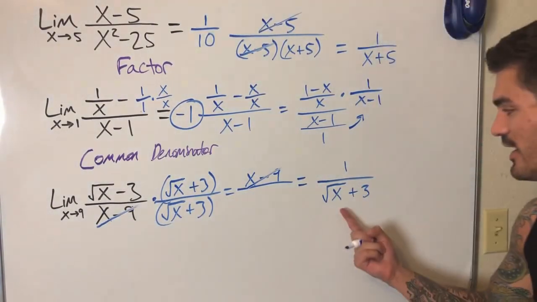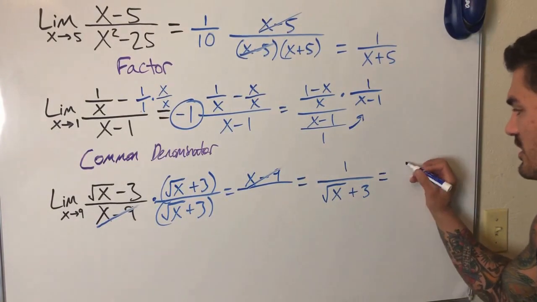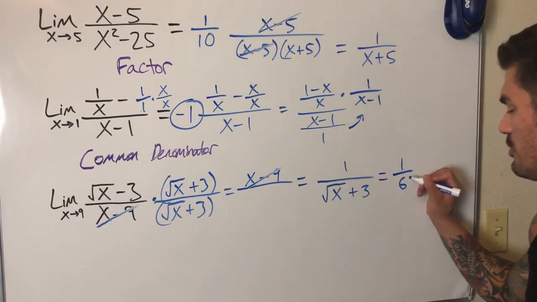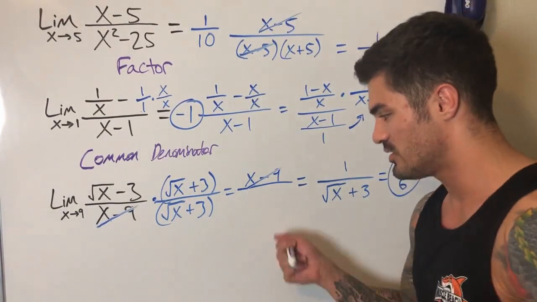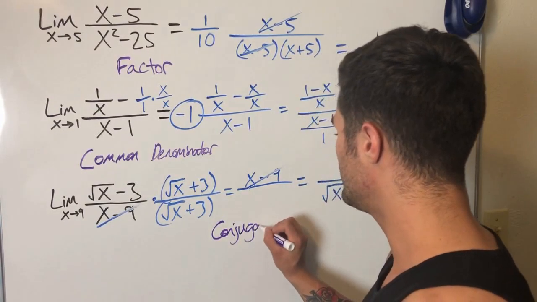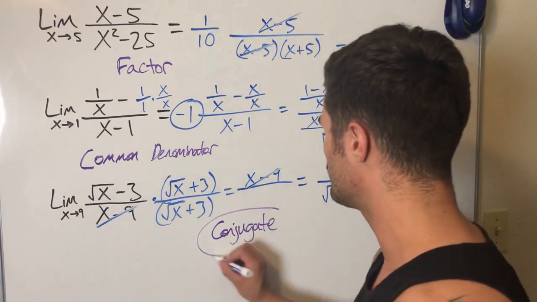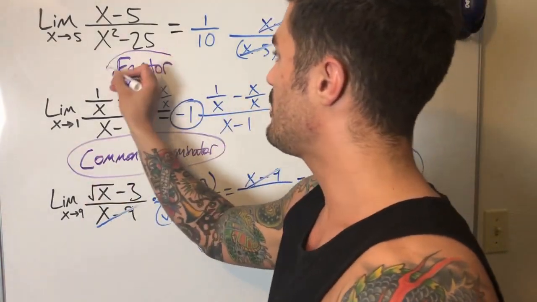Now I can plug in 9, and I get square root of 9, that's 3 plus 3. So I get 1 over 6. So my limit is 1 over 6. And what's the key to this one? I'm going to write conjugate, okay? Conjugate. So hopefully that made sense. I know you got to remember a lot of stuff from algebra, but we have conjugate, common denominator, and factor.